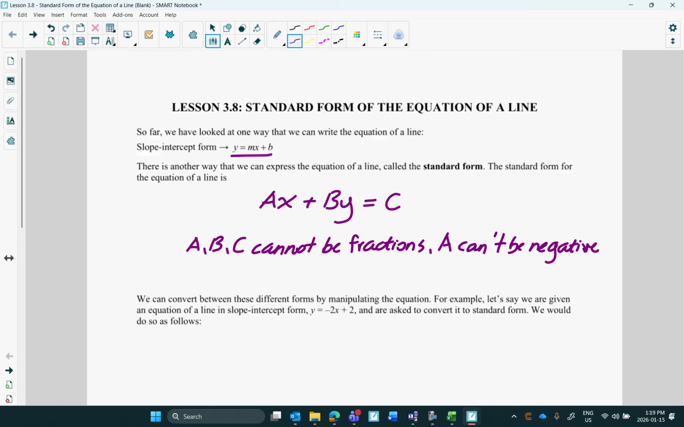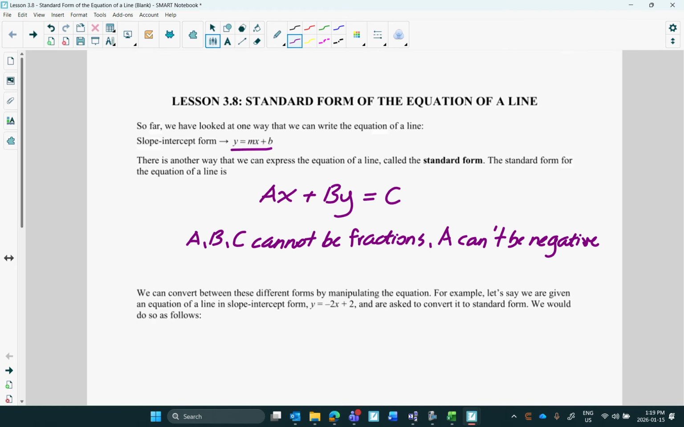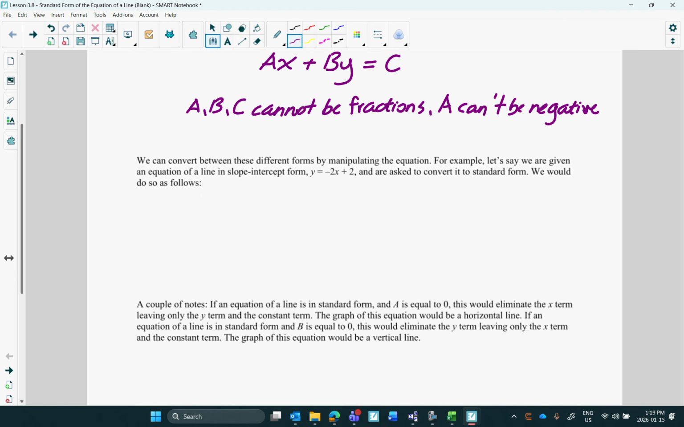So sometimes you may have to go a little bit further when you find the equation of a line, if you're asked to write it in this form. That's it. So let's say, for example, we did a question. We found the equation of a line. We wrote it in slope-intercept form, like the ones we've been doing the last couple of days. And it looks like this. This is slope-intercept form. What would we do to make this look like this?